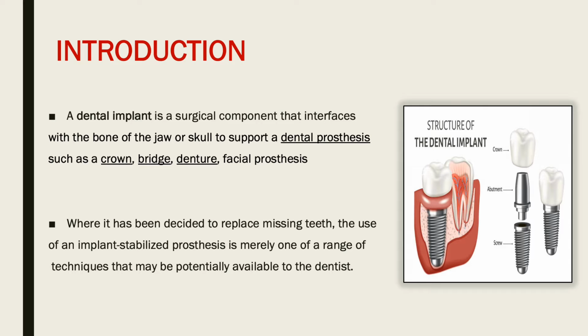Introduction. Dental implant هي عبارة عن surgical component that interferes with the bone of the jaw or skull and must support the dental processes مثل الcrown والbridge والdenture facial processes. إذا أنا أعوض missing teeth، يعتبر dental implant هو أحد طرق التعويض لهذا الmissing teeth.